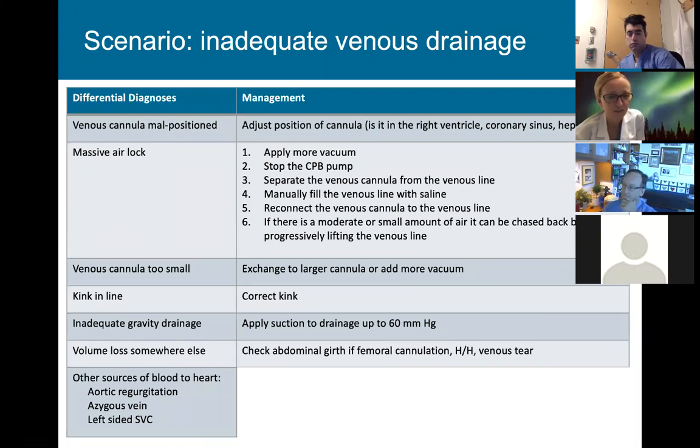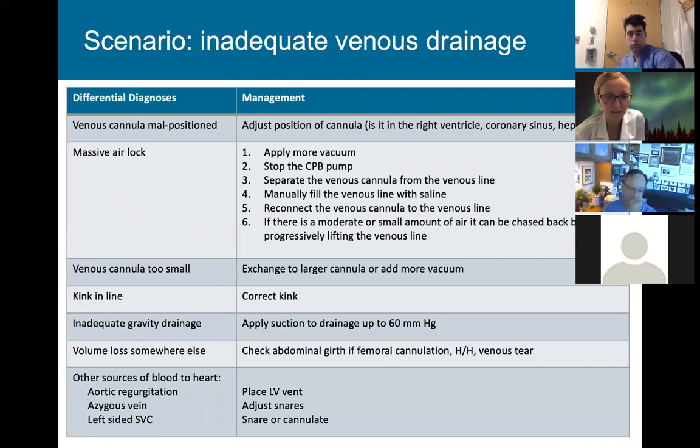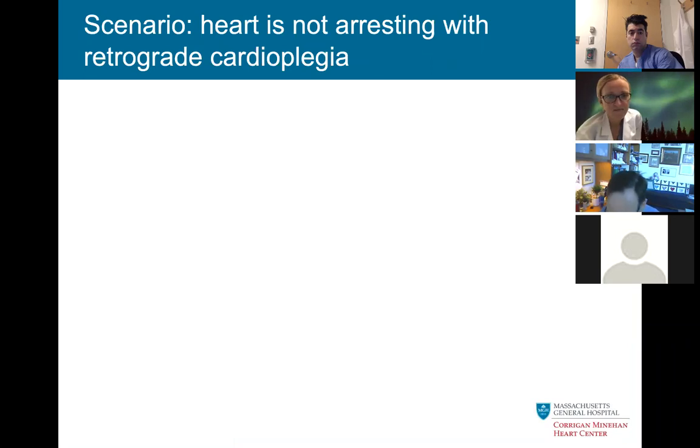And then other sources of blood in the heart, if you have aortic regurg, you can place a vent. If you have an azygous vein that you haven't adequately drained, you can adjust your snares. And then if you have a left-sided SVC, you have to think about snaring and cannulating that. Next scenario.